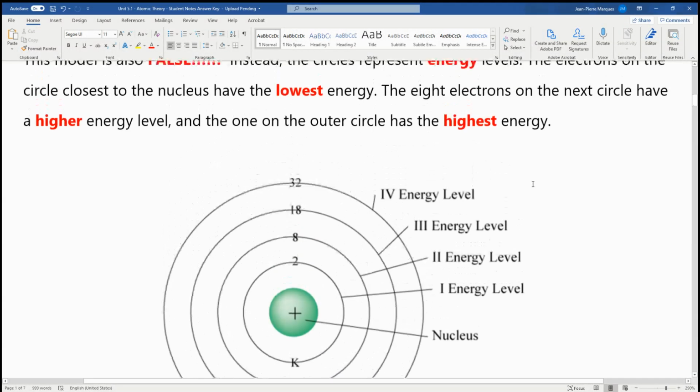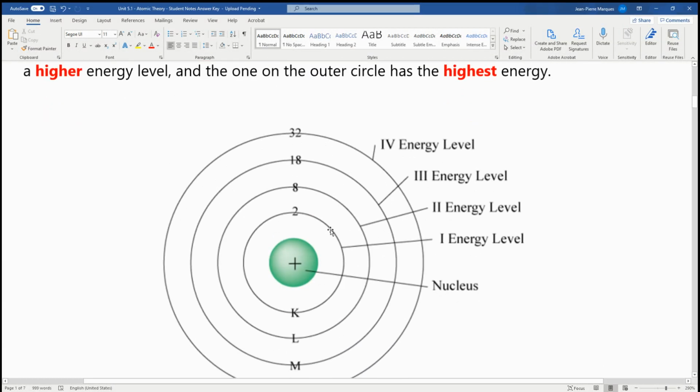Okay, so again, taking a look at this model of an atom, the way you learned it in grade 10, each orbital is something you can now think of as more of an energy level. And again, the electrons on it have that corresponding amount of energy.